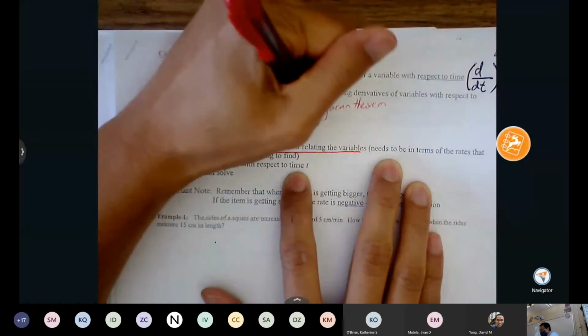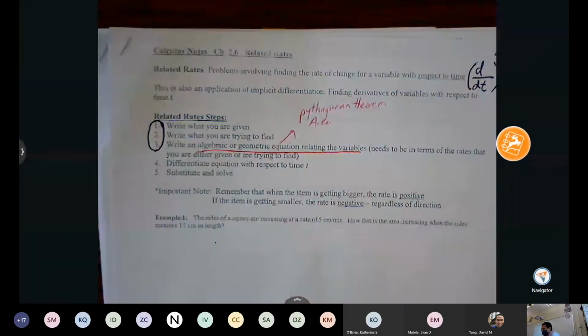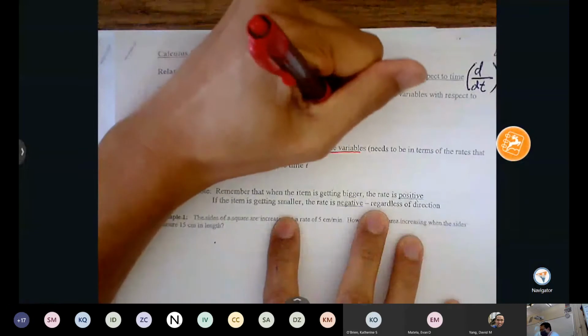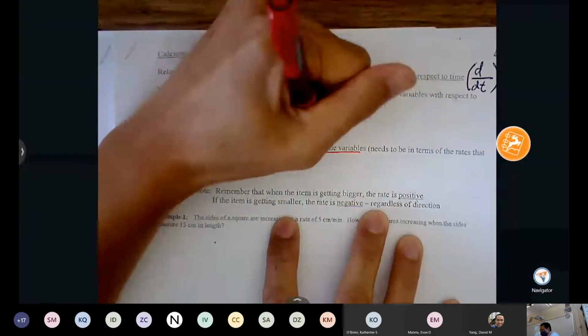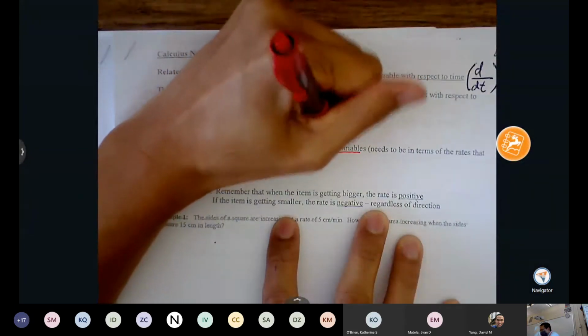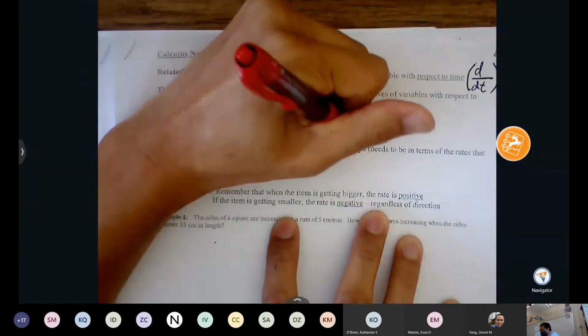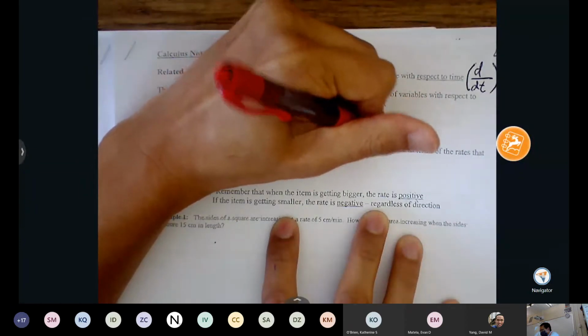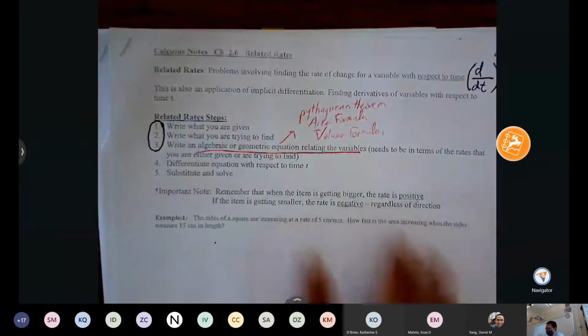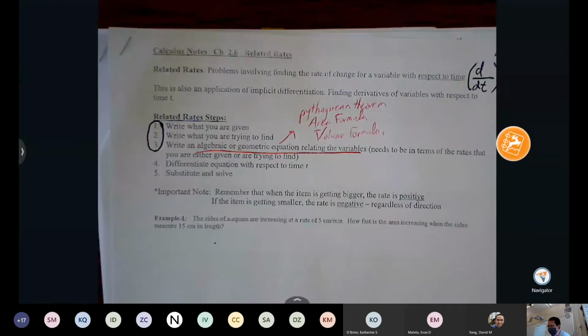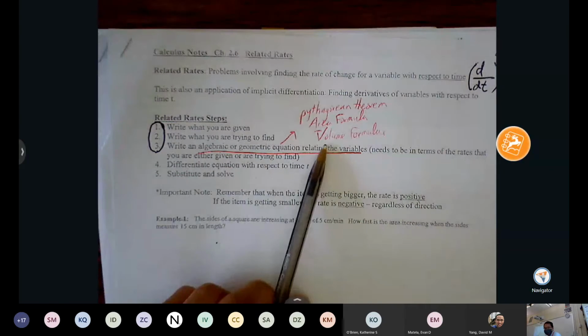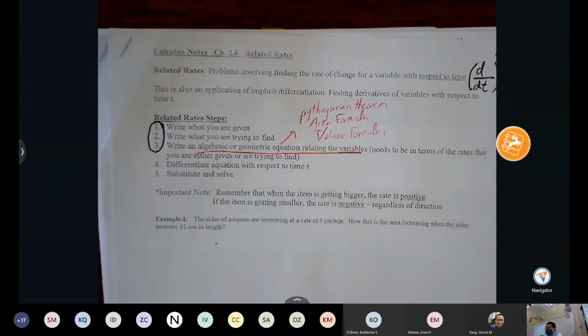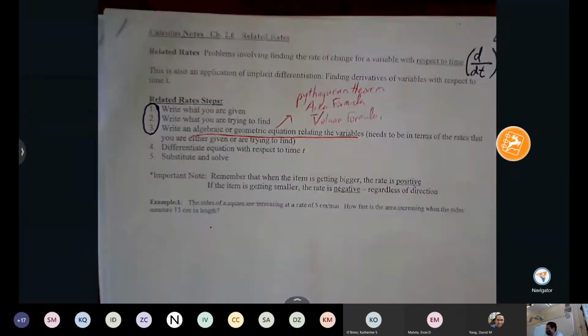It could be different area formulas. It could be different volume formulas. So really, we have to read the problem to figure out which. Maybe it's area of a square or area of a circle, or it could be volume of a sphere, the volume of a cone. So just being able to recognize what equation is going to be our starting point.